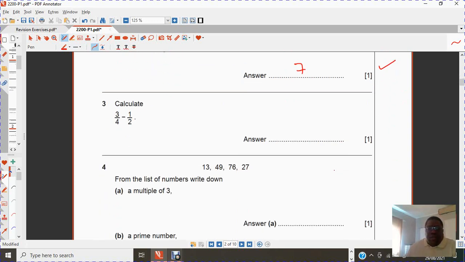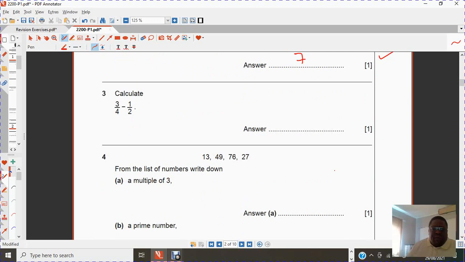Right, the next one here, you're supposed to subtract. Now, again, many ways, it's 1 mark, so you should finish this in under a minute. The LCM of 4 and 2 is just going to be 4, so you have basically nothing but 1/4. Okay, 1 mark for that.